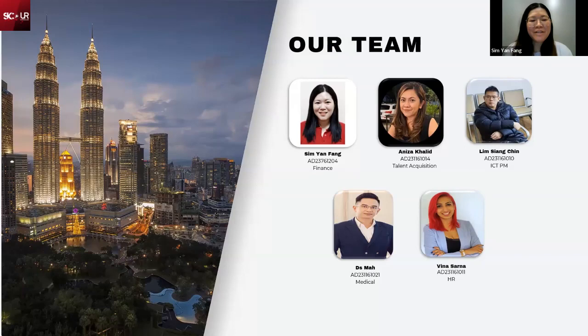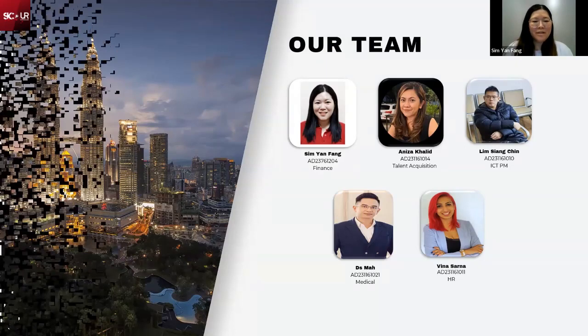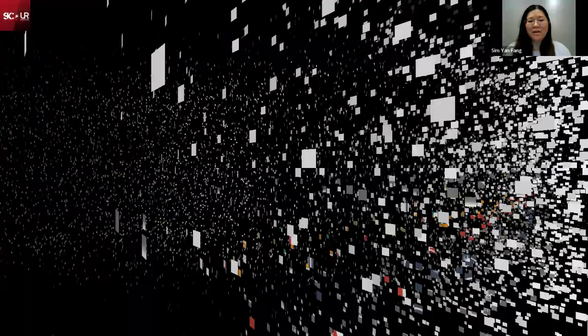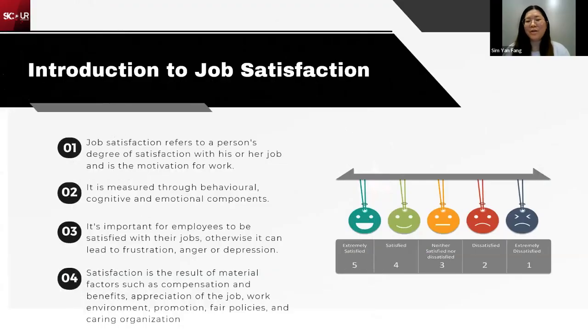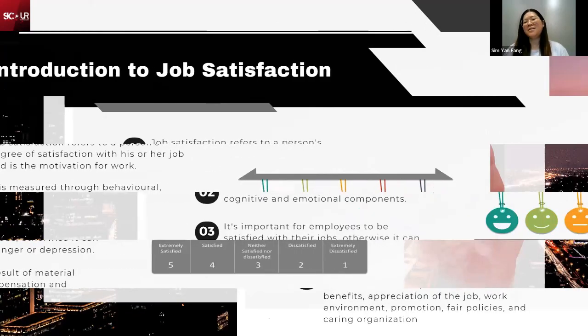Thanks, Veena. Job satisfaction refers to a person's degree of satisfaction with their job and motivation for work. It is measured through behavioral, cognitive, and emotional components. It is important for all employees to be satisfied with their job, otherwise it can lead to frustration, anger, or depression. Satisfaction is the result of material factors such as compensation and benefits, appreciation of the job, work environment, promotions, fair policy, and caring organizations. Next, understanding job satisfaction. Thank you, Joanne.